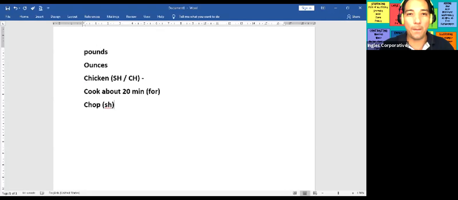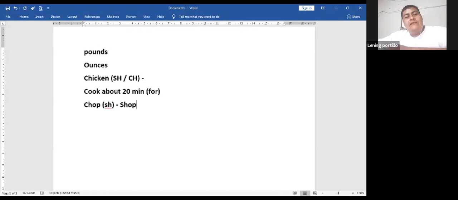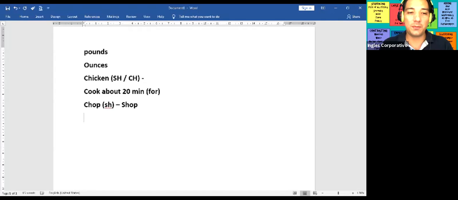Ajá, en lugar de shop, porque shop, shop, mira, un gringo te va a entender como shop. Y es okay. Chop. Chop. Okay. Chop. Ajá. Very good. Chop, chop.